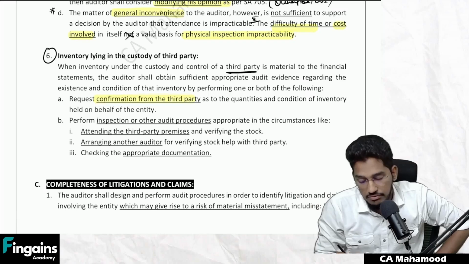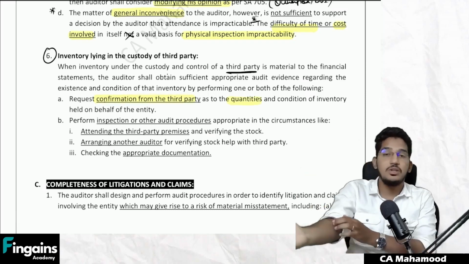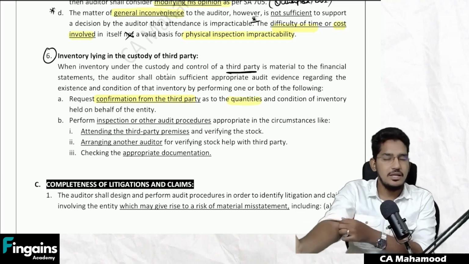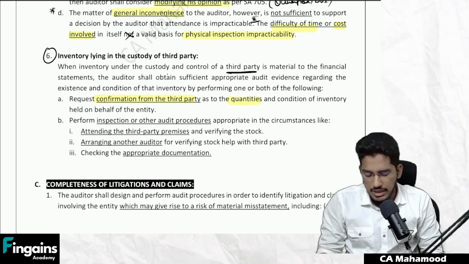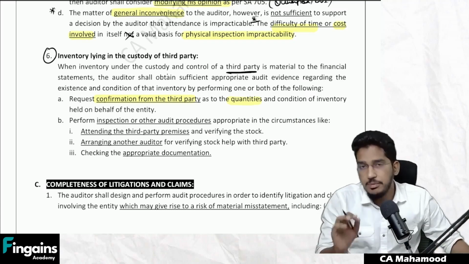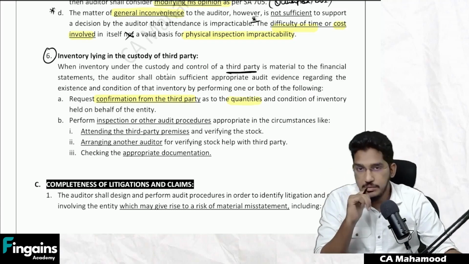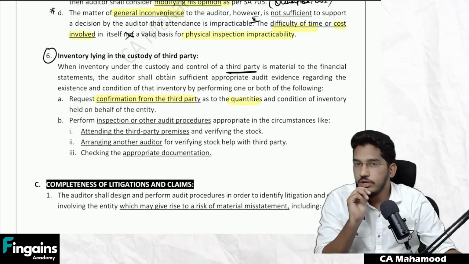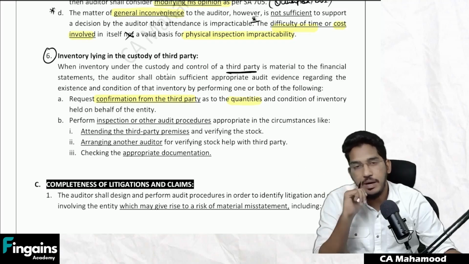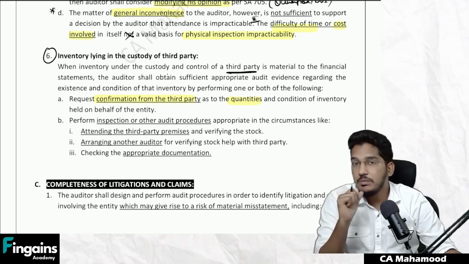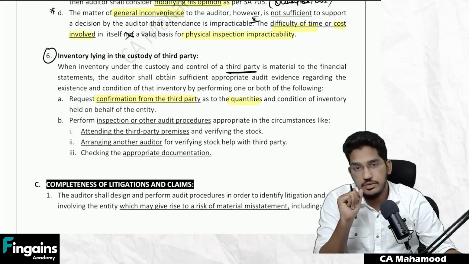You have to obtain the confirmation from the third party regarding the quantities and the condition of that stock. You can directly ask for external confirmation from the third party. See, sometimes performing external confirmation alone will not be enough. Sometimes you will have a doubt. When will you have a doubt? When that third party, whoever is holding the stock, is a related party of your client. Then you can't rely only on external confirmation.